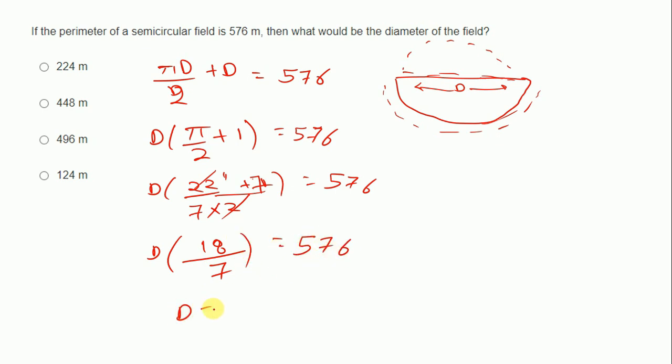Now d is equal to 576 divided by 18 into 7, and now 18 3 times 54, and 3 will remain, and 3 and 6 make 36, and 2 times is 36, and it will be 32, and 32 into 7 would be 7 into 2 is 14, and 7 into 3 is 21, and 1 carry makes 22. So option A, 224, would be the correct answer.